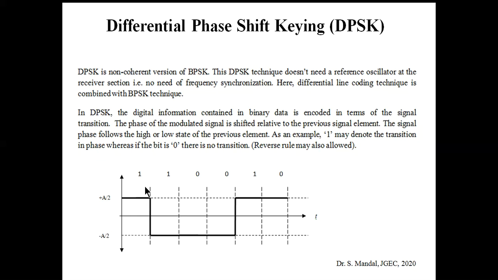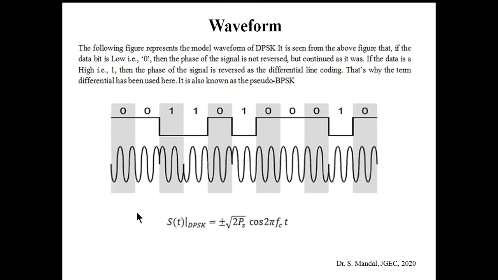Remember that in case of BPSK, two phase angles are possible. One is 0 and another is pi. So for 1, the phase angle is 0, and for 0 the phase angle is pi. That means the phase for BPSK for the corresponding input bit is fixed, but in case of DPSK, the phase for 1 or 0 is not fixed. Let's discuss with the waveform to understand it with more clarity.